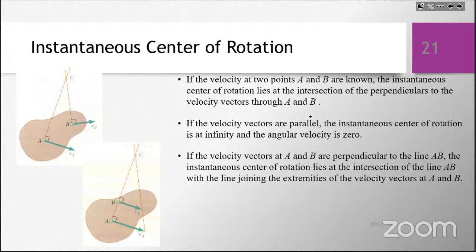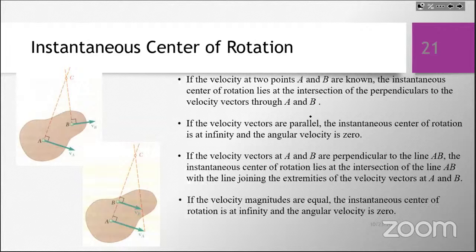What happens if they're not the same size velocity? VA and VB are different, but they're parallel. In that case, you can draw a line that's perpendicular and a line that crosses the tip of each of the vectors. And then where that converges, you have an instantaneous center here, right? If the velocity magnitudes are equal, the instantaneous center of rotation is at infinity, and the angular velocity is 0.